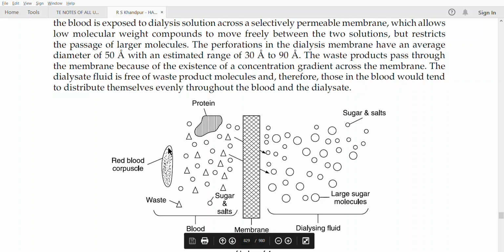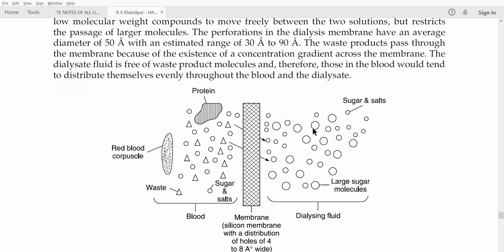Red corpuscles cannot pass, proteins cannot pass, waste can pass. Sugar and salt, okay. What I mean by sugars cannot pass is that larger carbohydrates cannot pass. Small sugars and salt in turn can pass through to the solution. So very simple: molecules that are smaller than the size of the dialysis membrane perforations can pass through them. Large molecules cannot pass through them.